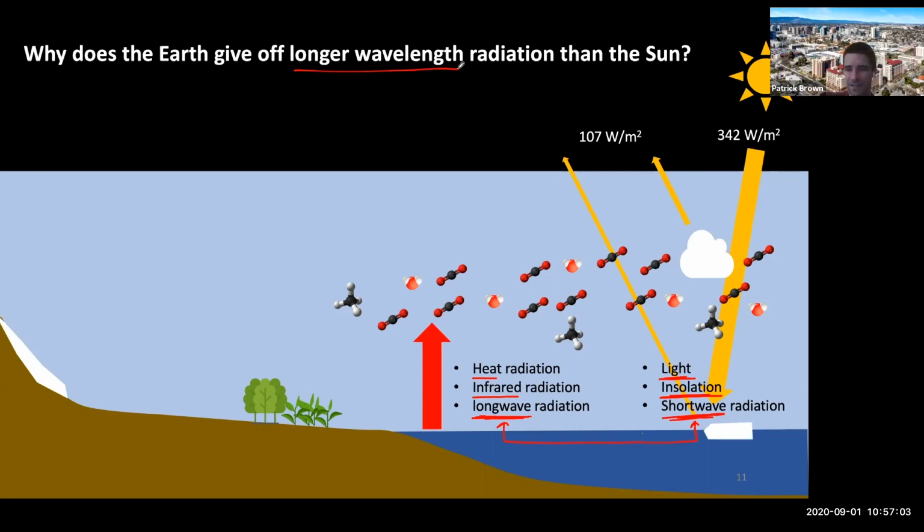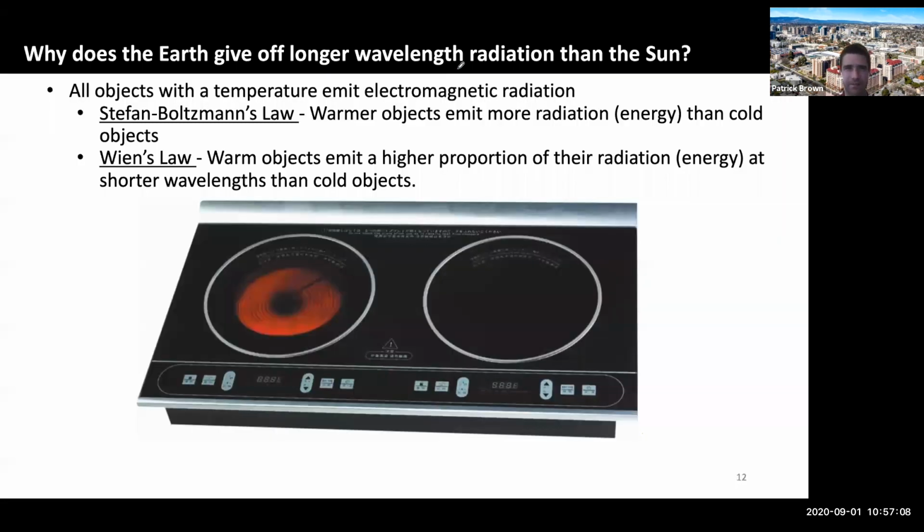So there are two laws in physics that help explain this, and these are laws that we'll come back to, but I'm just stating them here. One is called Stefan-Boltzmann's law, and one is called Wien's law. What Stefan-Boltzmann's law says is that warmer objects emit more radiation, which we can just think of as energy, than colder objects do.